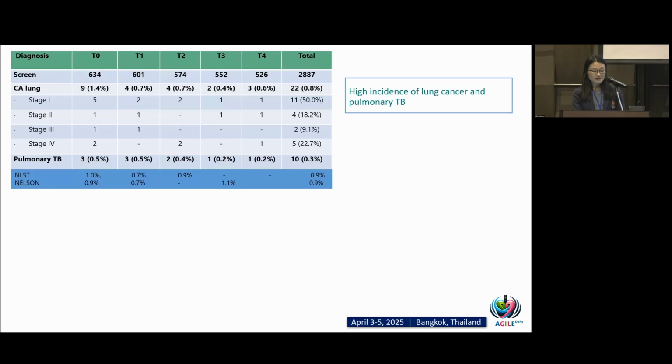For lung cancer at baseline, we see it is much higher than in NELSON and in LST, at that time we found 1.4%, and at follow-up, the incidence is 0.7 in the first and second year of follow-up. So you can see that in Thailand, we have a high incidence of lung cancer and pulmonary TB.